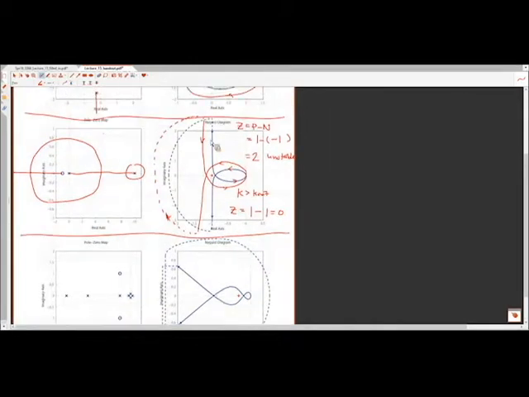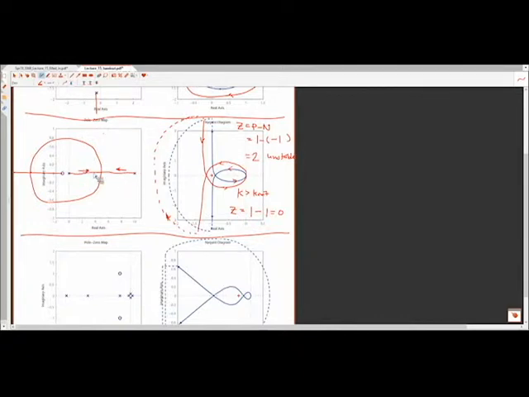Yeah, let me remove this. I circled this pole, which makes it look like it's part of the root locus. It's not. So for small gain, the closed loop poles are close to the open loop poles, right? And as I increase my gain, these closed loop poles along this branch are going to march in this direction, and this one is going to go in this direction as gain increases.